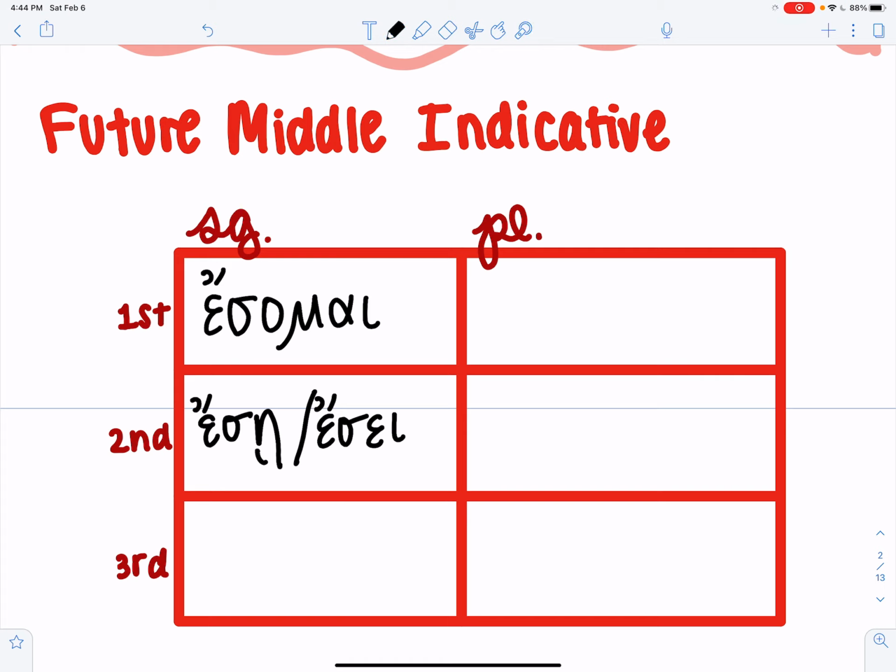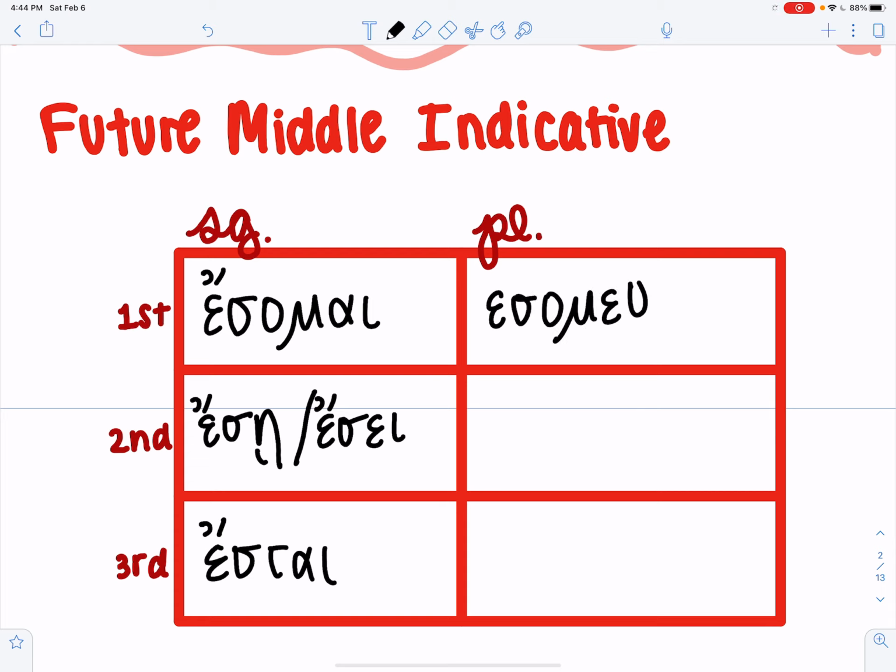Okay, now third person singular is estai, epsilon, sigma, tau, alpha, iota, and you have smooth breathing again and acute on the first epsilon. Then first person plural is esometha, so epsilon, sigma, omicron, mu, epsilon, theta, alpha. And you have smooth breathing, acute on your omicron. Esometha. I think that's such a fun form.